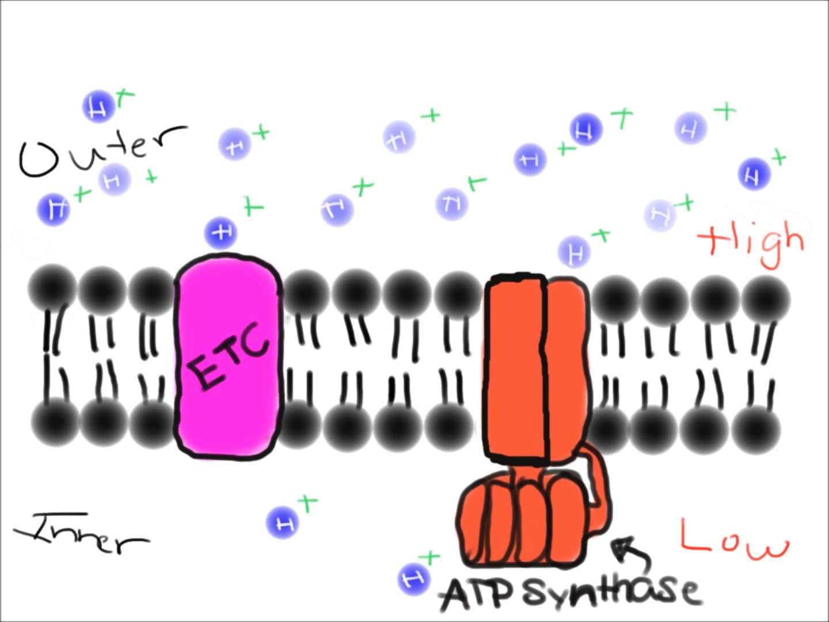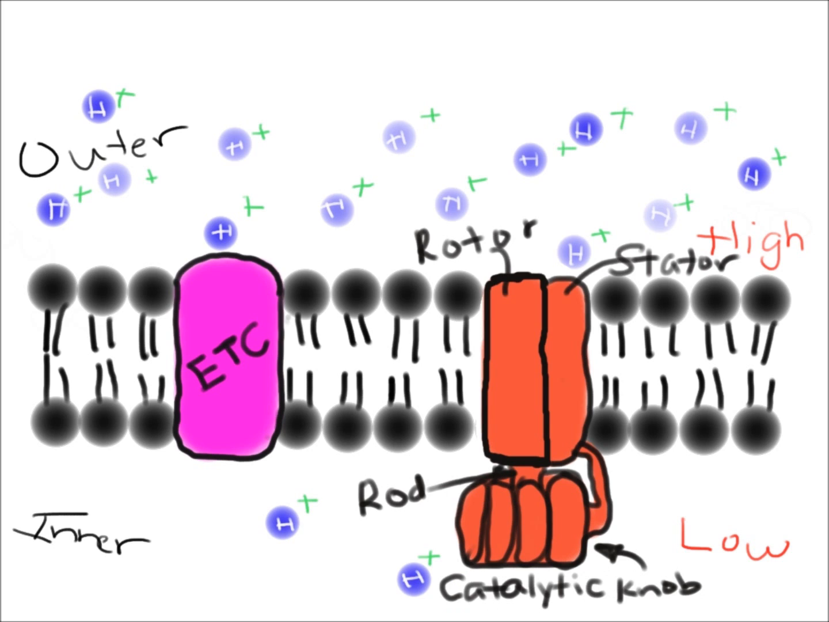The ATP synthase enzyme has 4 major components: the stator that anchors the complex in the membrane, the transmembrane proton channel that allows protons to move down the gradient, and the rotor and rod that spin together to open the catalytic component known as the catalytic knob.